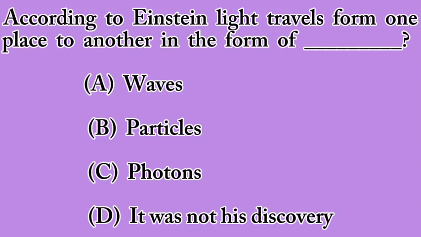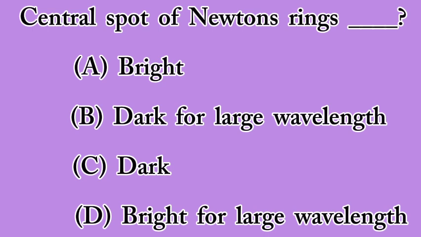According to Einstein, light travels from one place to another in the form of: A. Waves, B. Particles, C. Photons, D. It was not his discovery. Central spot of Newton's rings? A. Bright, B. Dark for large wavelength, C. Dark, D. Bright for large wavelength.